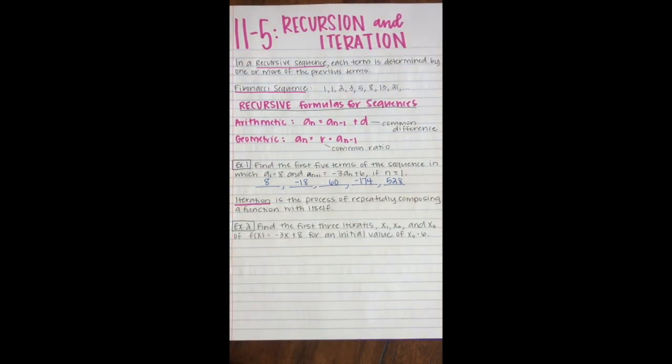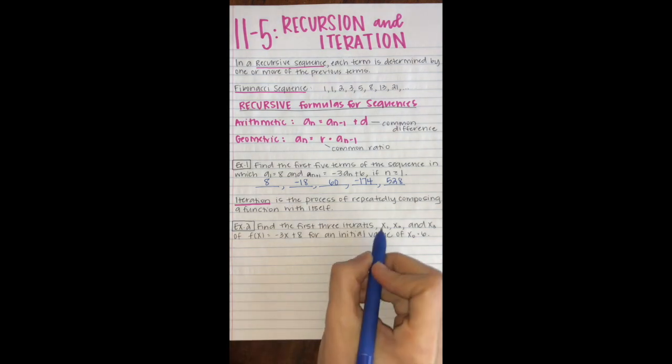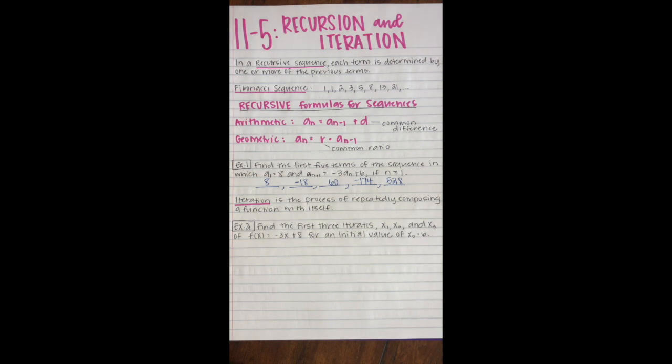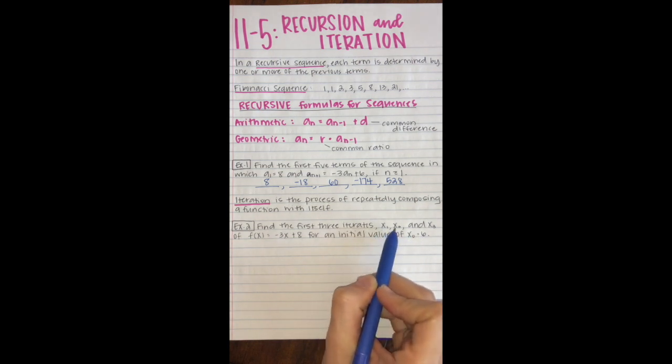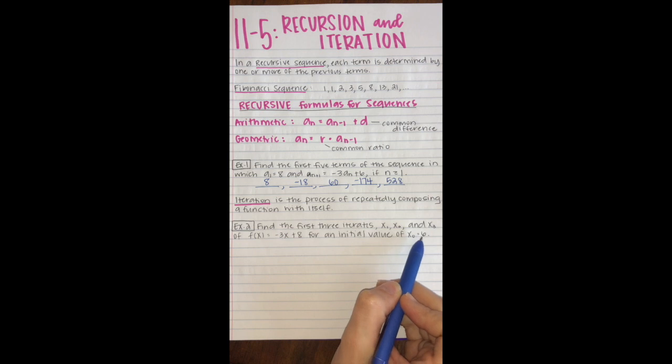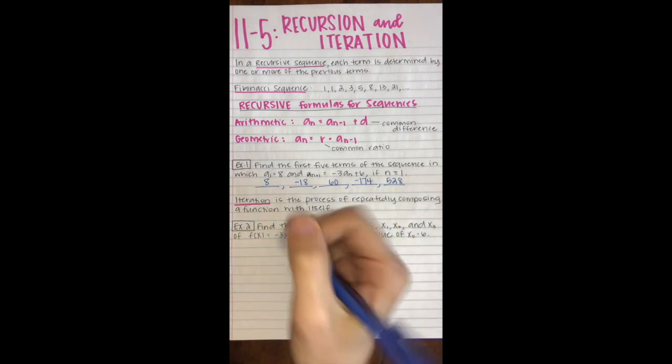Okay, so the next thing we're talking about is iteration, and it's just the process of repeatedly composing a function with itself. That just means you keep plugging the answer back into itself to get the new answer. So for our example, we have find the first 3 iterates. So we want x1, x2, and x3 of f(x) equals negative 3x plus 8 for an initial value of x0 equals 6. So this time it's x0. So we don't use that as our first iterate. We want x1, x2, and x3. So we plug 6 in to this one.